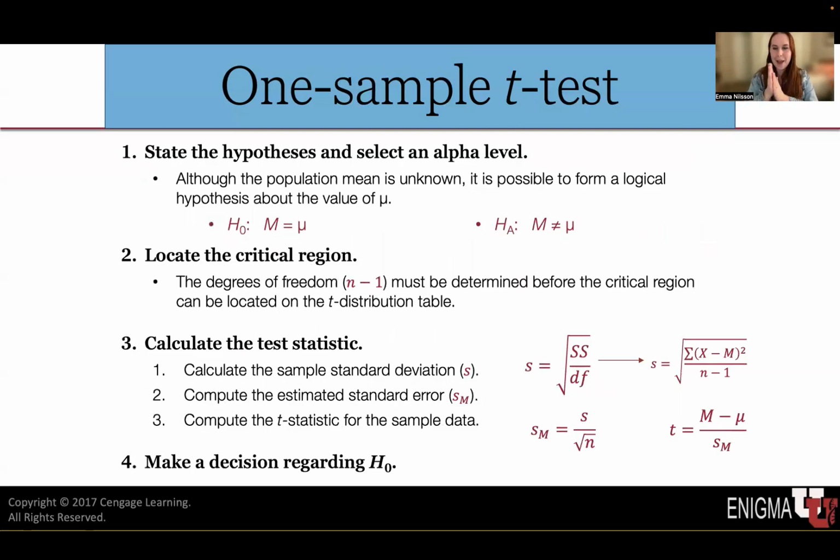So let's go through the steps, because right after this, we're going to do some practice to round out this lecture. Step 1, like we said, is to state the hypotheses and select the alpha level. We know what this is. The note I will make here is that although in a one sample t-test the actual value of your population mean is unknown, you can still form a logical hypothesis regarding the value of the mean. You can either say in the null hypothesis that your sample mean is going to be the same as your hypothesized population mean. An alternative is that your sample mean is going to be different than your hypothesized population mean that you don't actually know, remember, because if you knew it, we would do a z-test.